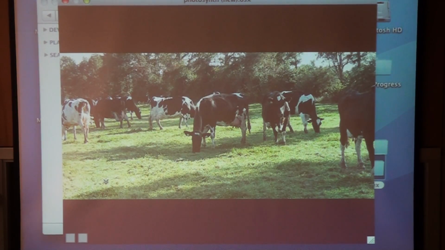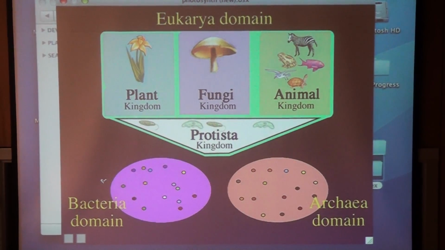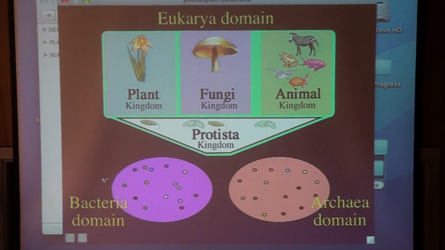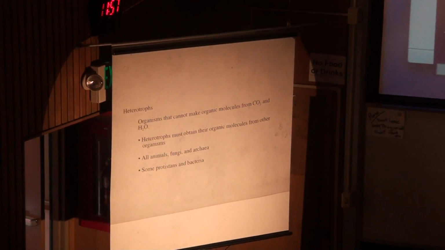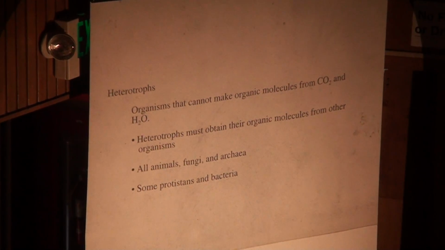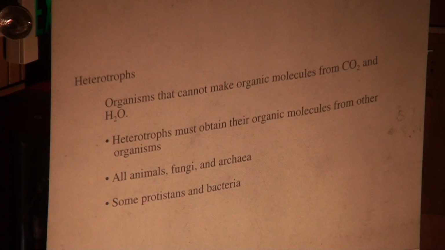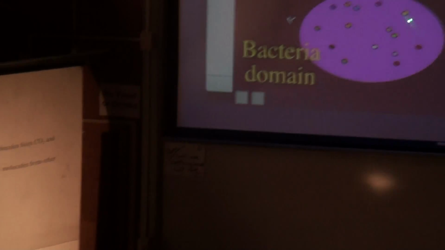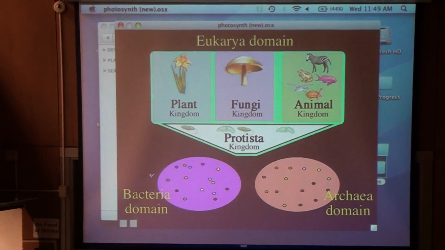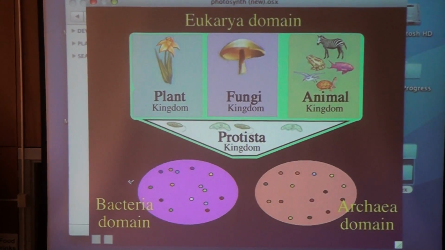And let me finish on this slide right here. Who are the heterotrophs and who are the autotrophs? Plants are autotrophs. Some members of the Protista kingdom, which are usually the single-celled eukaryotes, are photosynthetic autotrophs. Some bacteria are, but some bacteria are not. And who are the heterotrophs? The fungi, animal kingdom, some protistans, some bacteria, and all archaea are heterotrophs.